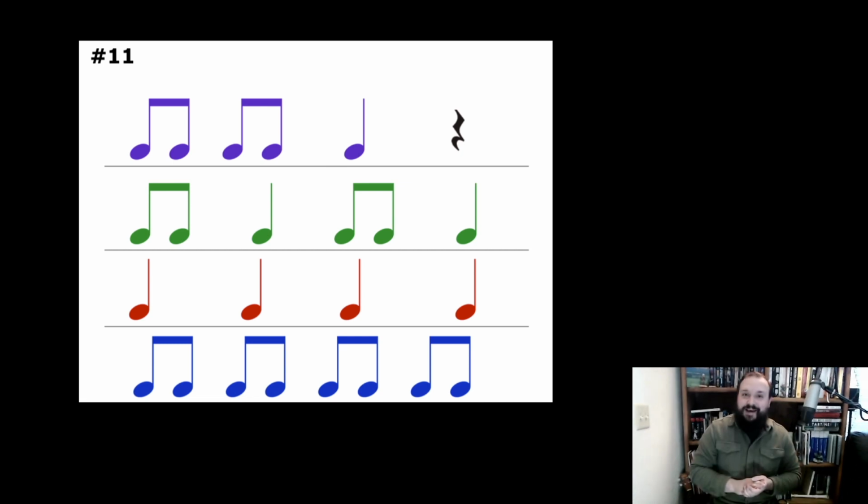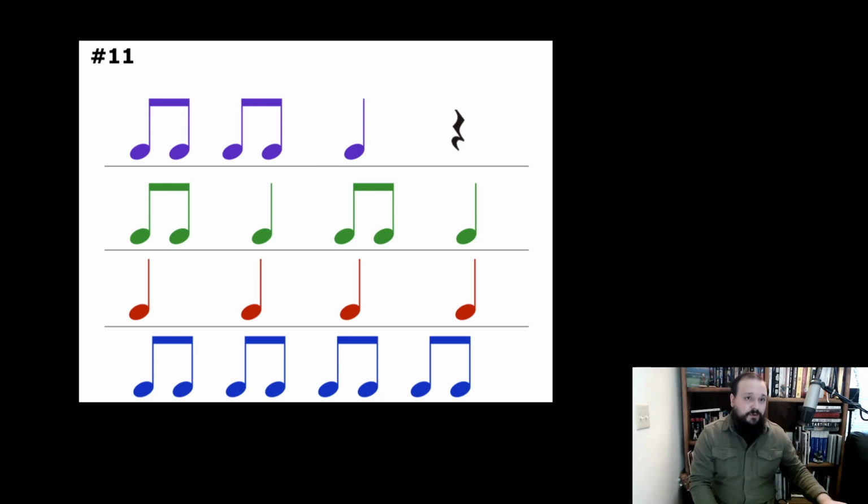Were you able to do that? Remember to keep your eyes on those notes. We're looking at the green one, okay? So one more time. Remember, it's cherry jam, cherry jam. 1 and 2 and 3 and 4 and cherry jam, cherry jam. Good.